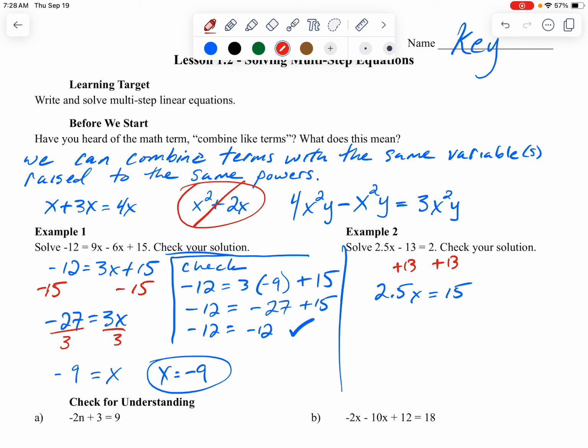And now we're just down to a one-step equation, right? 2.5 times x. To undo that multiplication, I'm going to divide by 2.5, divide by 2.5, and you should get x equals 6. And if we plug that back in to check our solution, you should see that that is true as well.